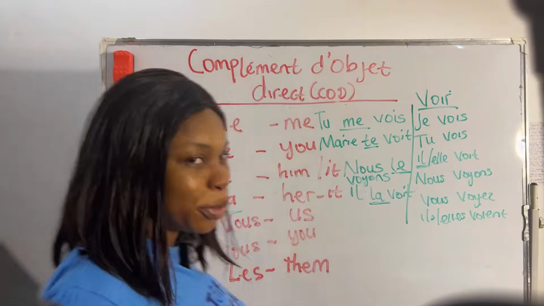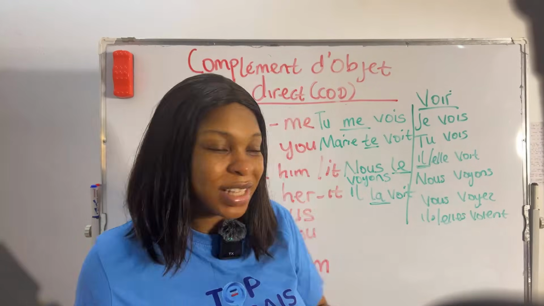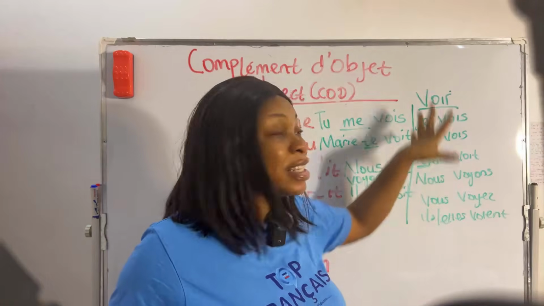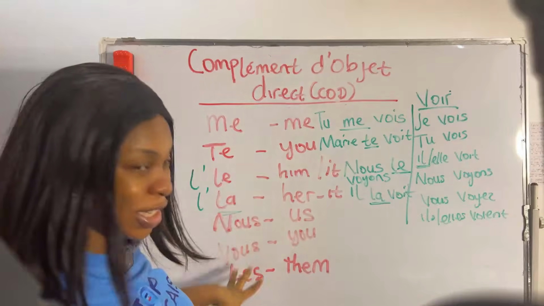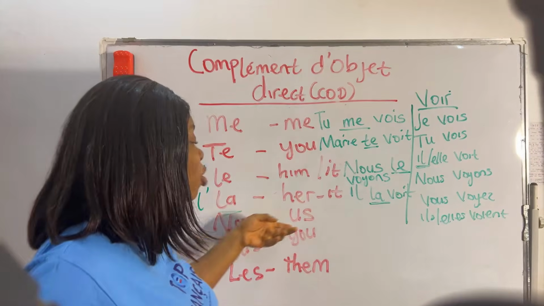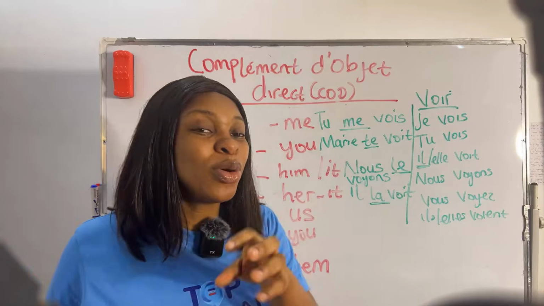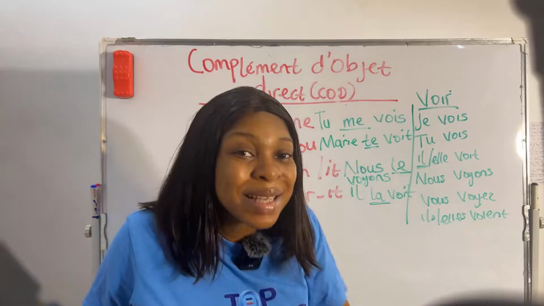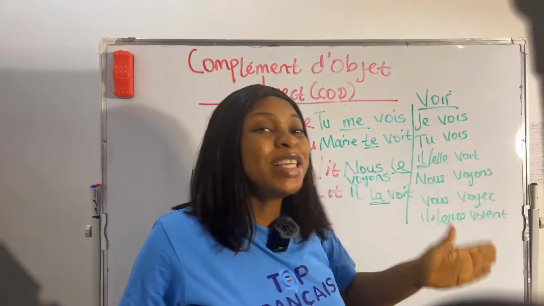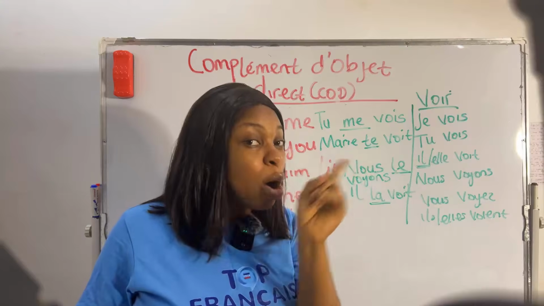So, nous, let me now tell you. We know that this nous here is we, the subject. Nous voyons, we are seeing. This is subject. This is not COD. This is our COD. Don't forget. But look at the same nous here. This same nous here, it also means us. You see it now. So when we are talking about COD, nous means us. But when you are talking about your normal subject and verb, nous is we. Don't mix it up.